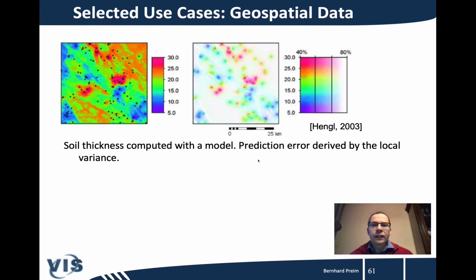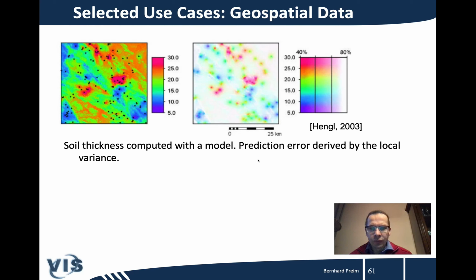Let me also show examples from geospatial data. I mention often that in cartography, many visualization techniques have first been introduced and pioneered. Here is an example where soil thickness is, on the one hand, measured, and the measurements are used as input in a model. And models, as you know, contain simplifications and assumptions, so they have a certain uncertainty.